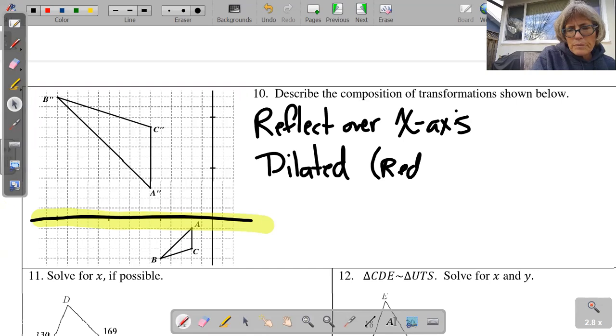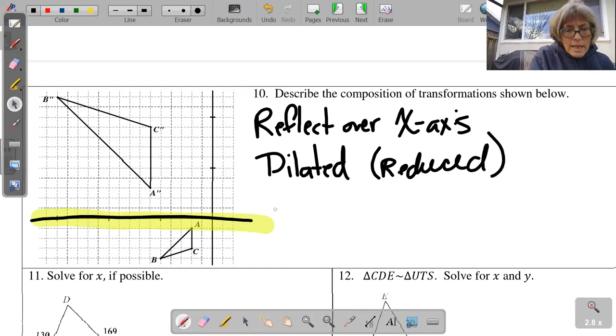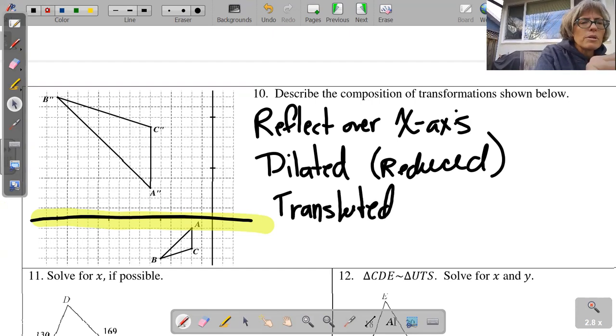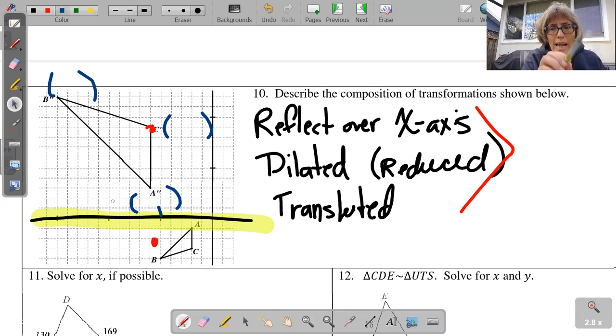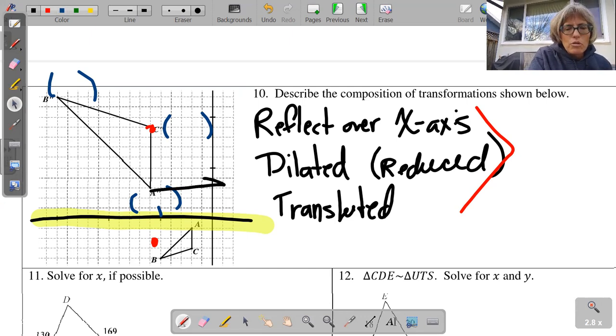We've reduced. And we've translated, which means we've slid it around. And I know that because if all we did was reflect over the x-axis, this C would be straight down over here somewhere. So I know we have translated, which means we slid it around. So that would be the general. And if you needed the specific numbers, you would have to get each of these coordinates and figure out what it is dilated by, what did you multiply exactly by to shrink it down, and then figure out how we moved it. Obviously, it's a certain number to the right and down.